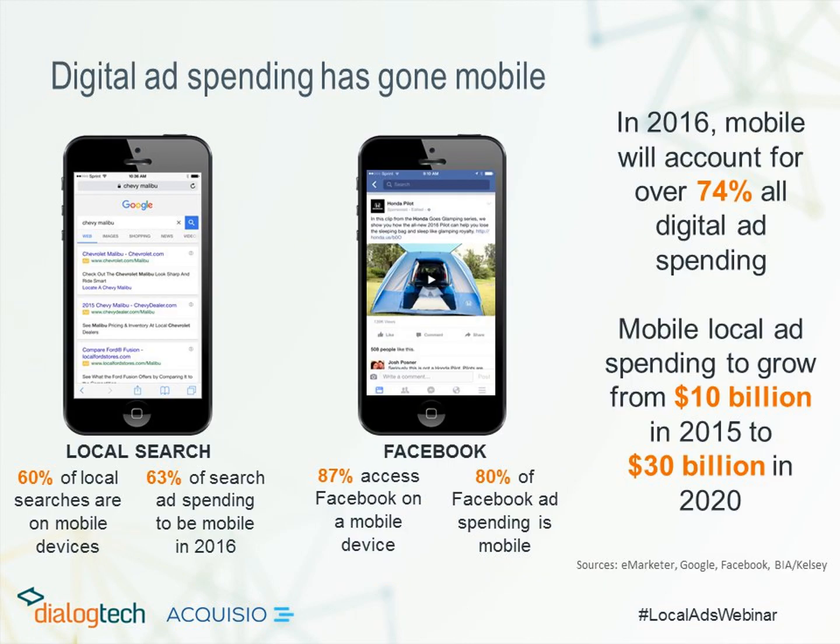You can see how the importance of mobile is reflected in the shift in digital ad spending from the desktop to the mobile device. You can see some statistics at the bottom left. First, for local search, 60% of local searches today are done on mobile devices. So searches for a business within the area of the searcher, most of those are taking place on mobile devices. And you can see the reflection in ad spend there: 63% of search ad spending is going to be mobile in 2016.